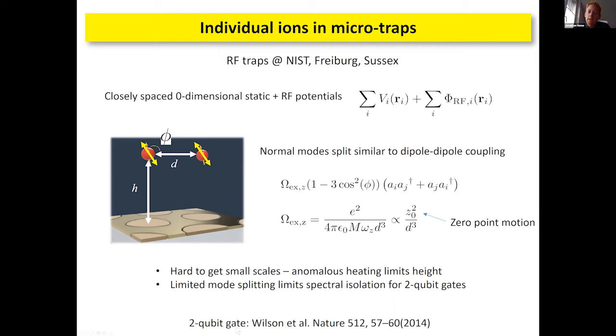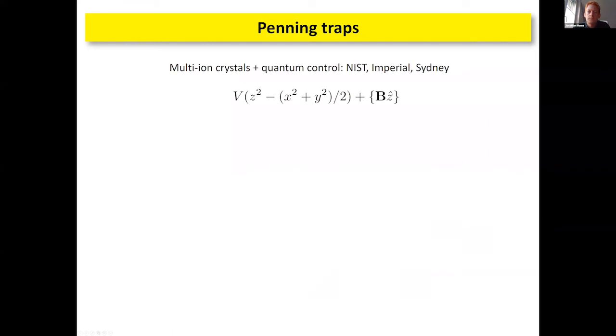So basically, the speed of gates is going to be limited if you can't get these ions close together, yeah? And that's a challenge already for these ions in radio frequency microtraps. So you might think, well, radio frequency is not the only type of trap we know in ion trapping. In fact, the other type of trap is these Penning traps, right?